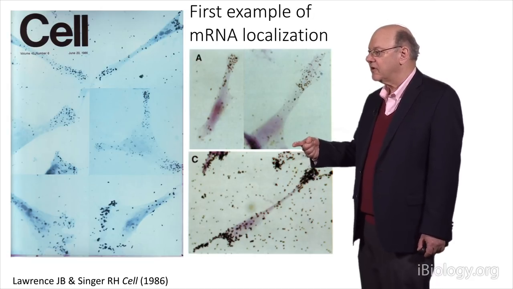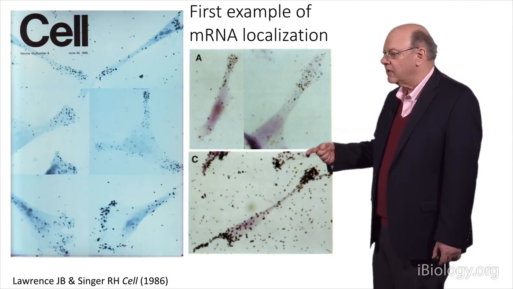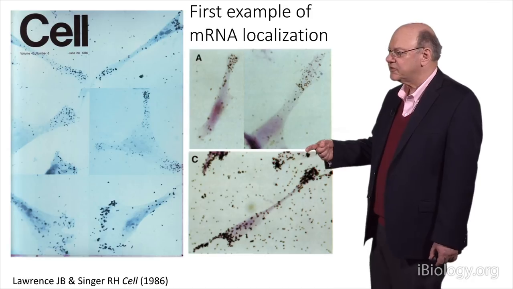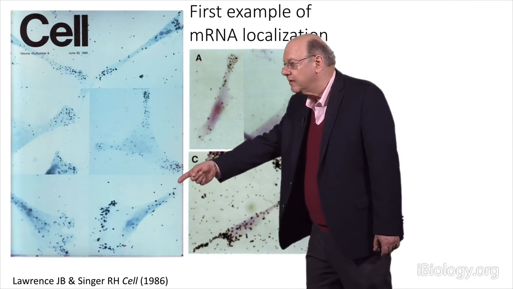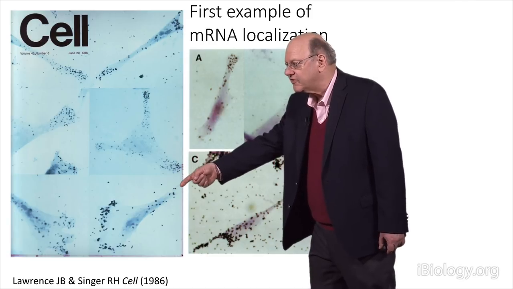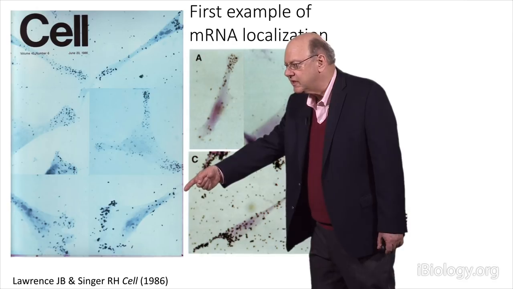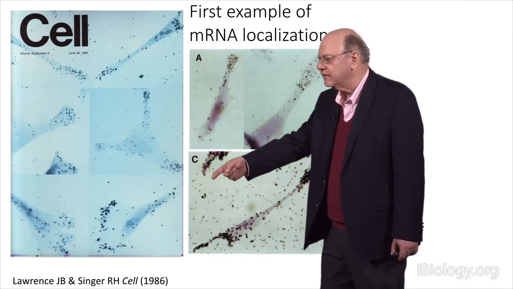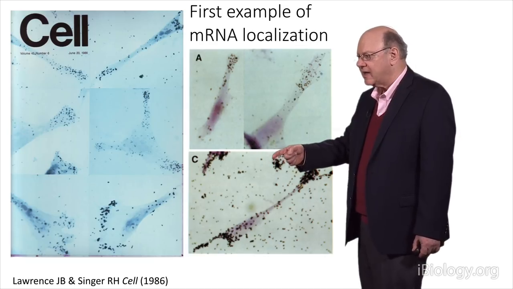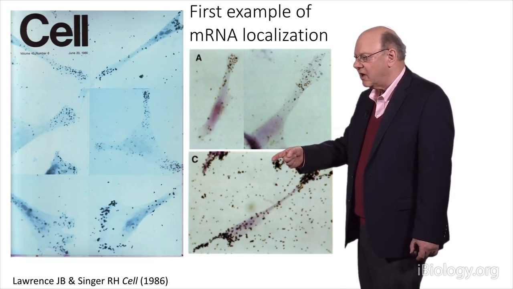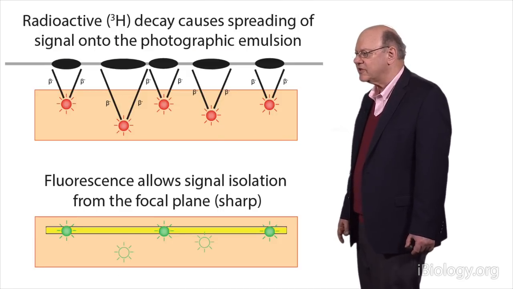And you can see that the RNA is localized non-homogeneously in the cell. In fact, it's localized to the tips of cells, or in this case down here, to the leading edge of the cell, where the beta-actin protein is used for cell motility. I'll mention more about that later. So one can get this kind of information, though not with as terrific a resolution as one could get with fluorescence.